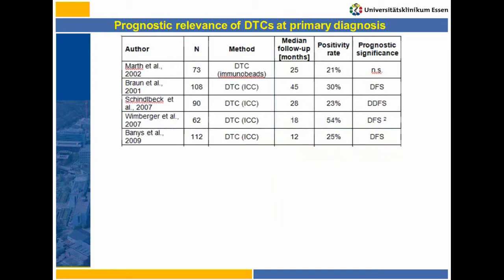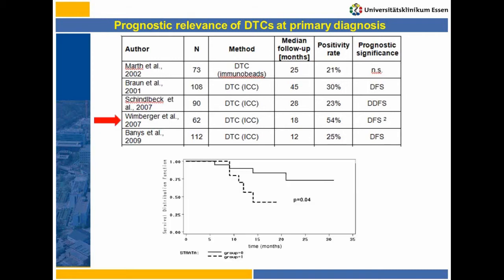Now, if you look at the literature and look for publications dealing with DTCs at primary diagnosis, there are not so many papers published, only a few of them. You can see the number of patients analyzed, you can see the positivity rate, and in most cases the same method has been used. And so the prognostic significance of these cells has been shown.